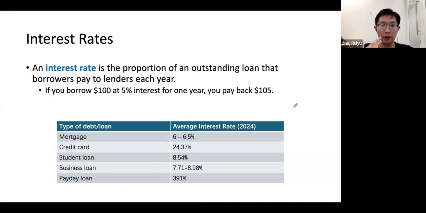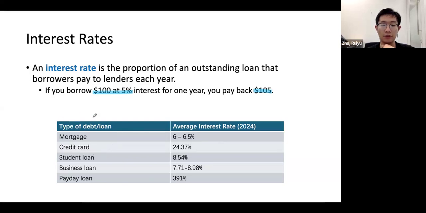and supply for money, so that we will obtain an equilibrium. So an interest rate is the proportion of an outstanding loan that borrowers must pay to the lenders each year. So suppose you borrow $100 at a 5% interest rate for 1 year, you have to pay back $105. Right, that's the meaning of interest rate.